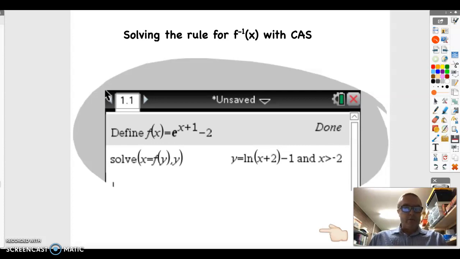This shows you how you might perform the same operation on a CAS calculator. So you see here on the Texas CAS calculator, I've defined the function e to the power of x plus 1 minus 2. This command here, you'll see that I've swapped x and y, so I've said x is equal to the function of y, and I'm solving the equation for y. And then we get not only the equation for the inverse, but in this case the CAS calculator has also given us the domain, which is all the numbers greater than -2.